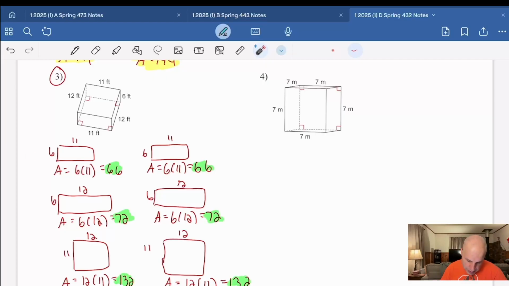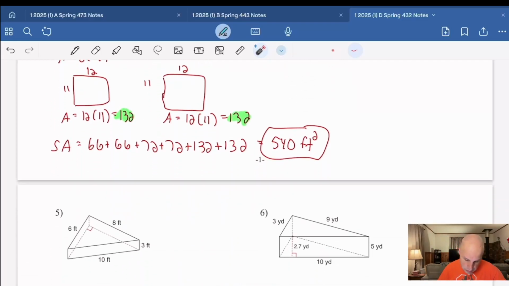The 6 by 11 rectangles, those ones, here's the 6, here's the 11. So we're talking about the front and back rectangles. The 6 by 12 are this one right here, 6 by 12. That's the right side and the left side. And the 12 by 11 rectangles are the top and the bottom. Let's move on down to problem number 5.